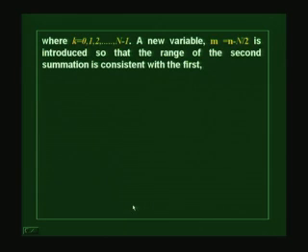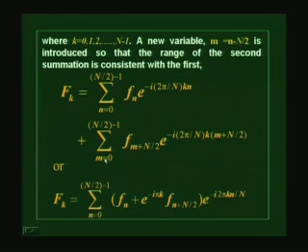So we have m going from 0 to n/2 minus 1 of f_{m+n/2} e^{-i...}. Now this m has to be replaced by m plus n/2. So the second part of the sum is modified a little bit into this form, so that the sum is going from 0 to n/2 minus 1 here, and from 0 to n/2 minus 1 here also.